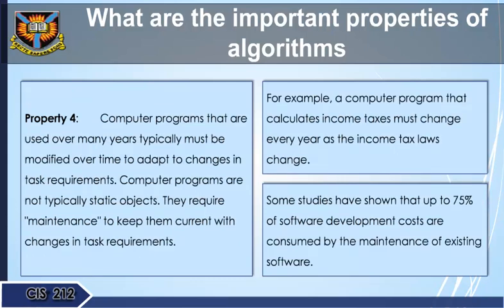Property 4. Computer programs that are used over many years typically must be modified over time to adapt to changes in task requirements. Computer programs are not typically static objects. They require maintenance to keep them current with changes in task requirements. For example, a computer program that calculates income taxes must change every year as the income tax laws change. Some studies have shown that up to 75% of software development costs are consumed by the maintenance of existing software.